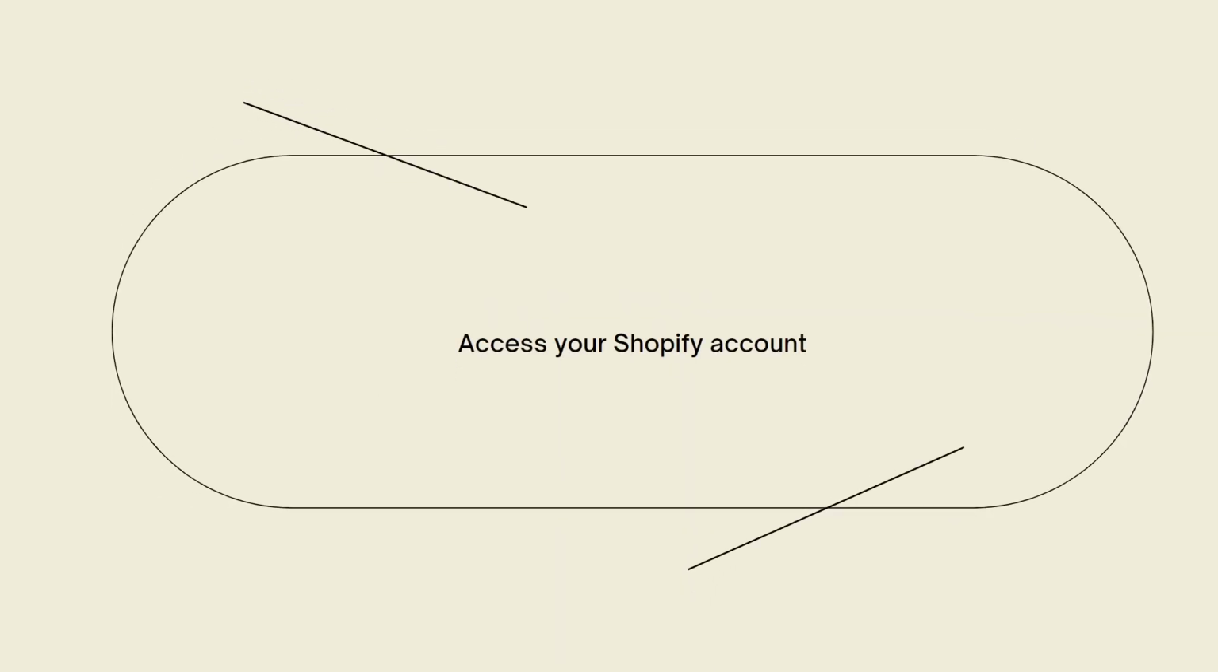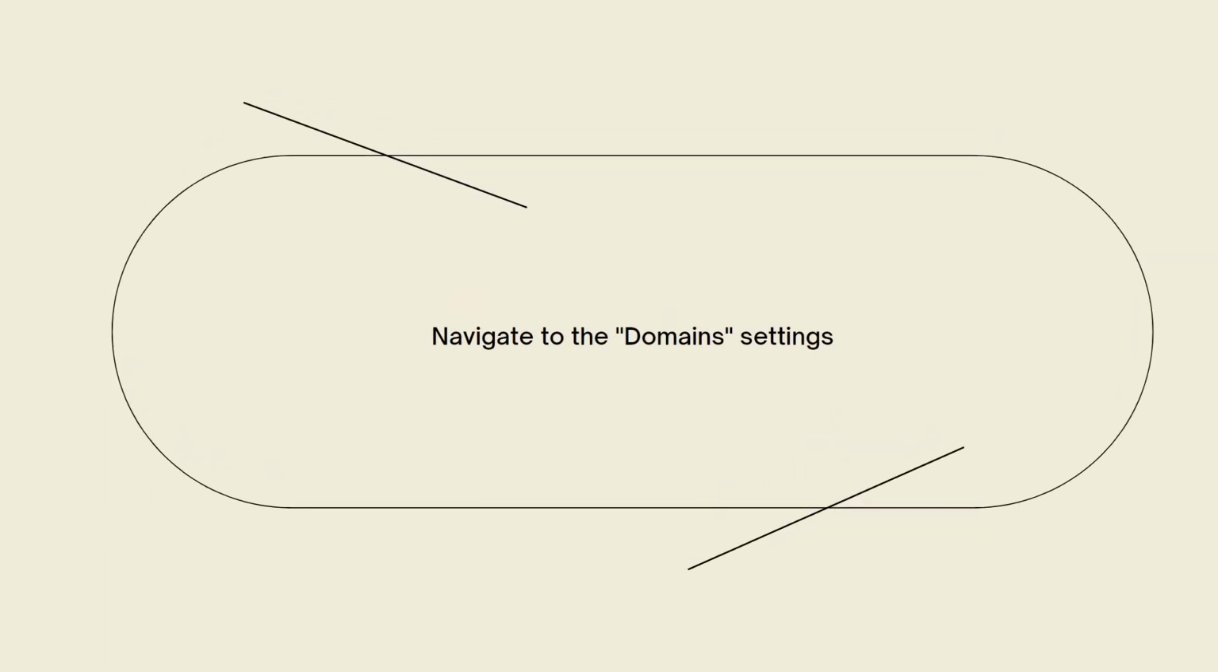Now access your Shopify account. Log into your Shopify account and go to the online store section of your Shopify admin dashboard. Now navigate to the domain settings. In the online store section, click on domains to access the domain settings.